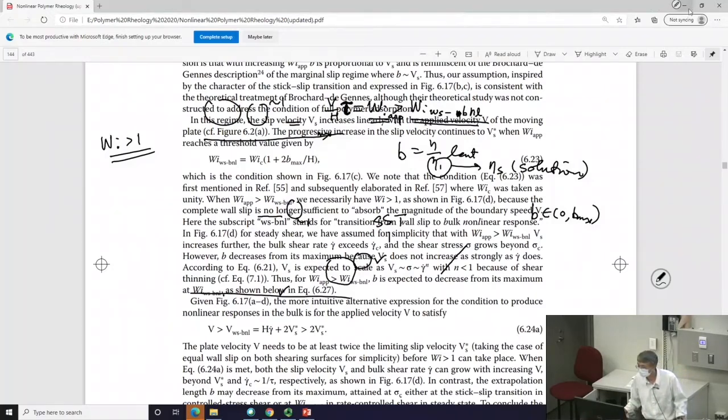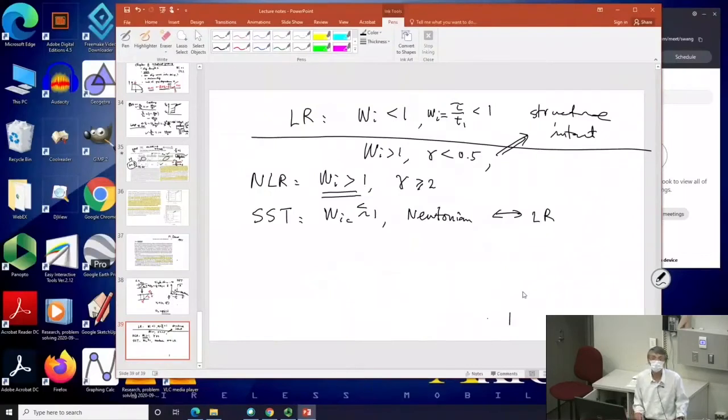Okay, questions on this? Yeah. The time to make 100% deformation. The time to make 1H to the right when your gap is 1H. Right, exactly. I never want you to forget it. Because that's the true meaning of the Weissenberg number.